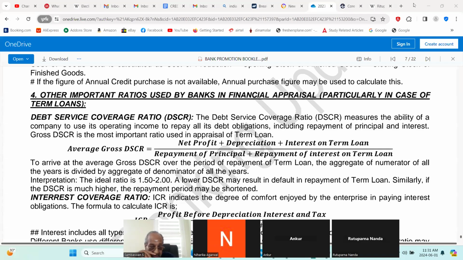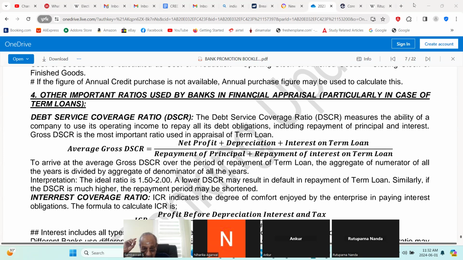Continue. Other important ratios used by banks in financial appraisal, particularly in case of term loans, is the debt service coverage ratio, DSCR. The debt service coverage ratio measures the ability of a company to use its operating income to repay all its debt obligations, including repayment of principal and interest. Gross DSCR is the most important ratio used in appraisal of term loan. Average gross DSCR is equal to net profit plus depreciation plus interest on term loan divided by repayment of principal plus repayment of interest on term loan.